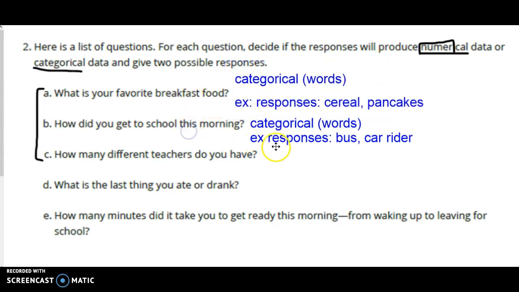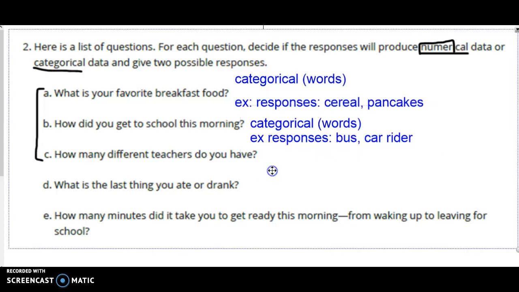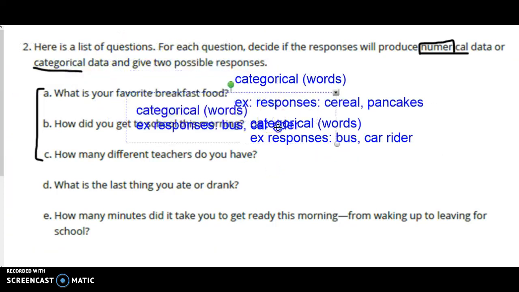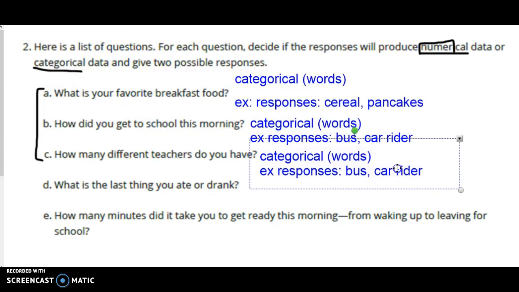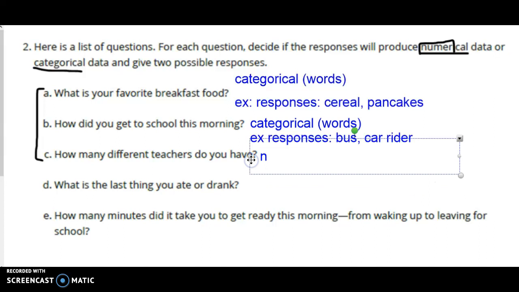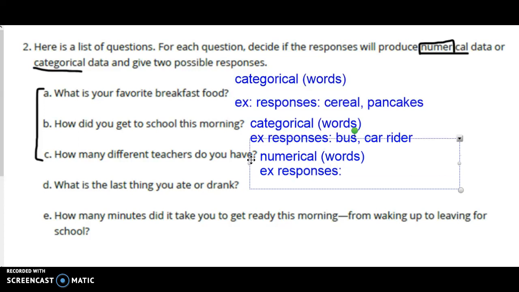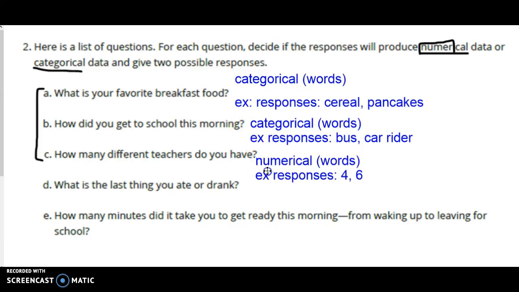All right. C. How many different teachers do you have? Okay, because this says how many, instead of being categorical, this one's going to be numerical. Words. Example responses. You could say you have 4 teachers. You could say you have 6 teachers. Okay, try D and E on your own.